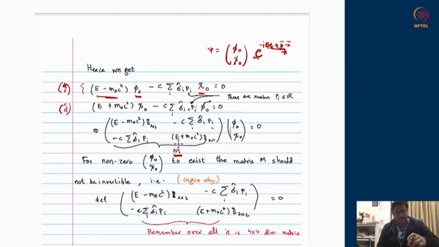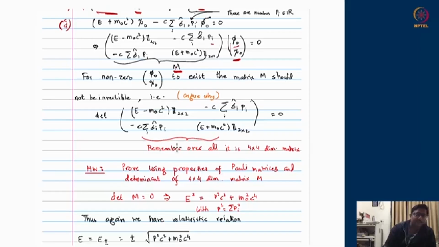And we know from matrix theory, not all matrices are invertible. There is a set of matrices whose inverse does not exist. What are those matrices? The matrices whose determinant is 0. So if the matrix determinant is 0, we know it does not have an inverse. Therefore, in order to have a non-zero phi naught and chi naught, it is necessary that M's determinant is 0. That means the determinant of this M matrix which we have written should be 0.